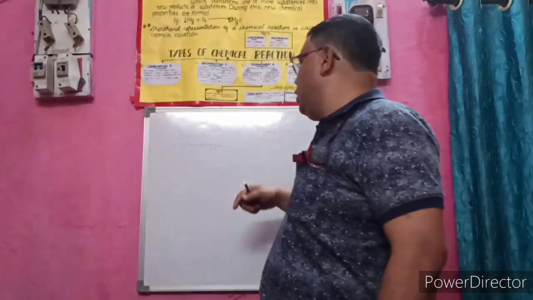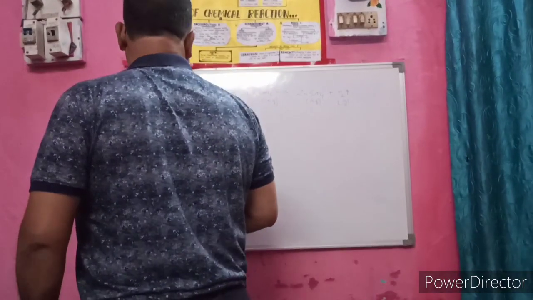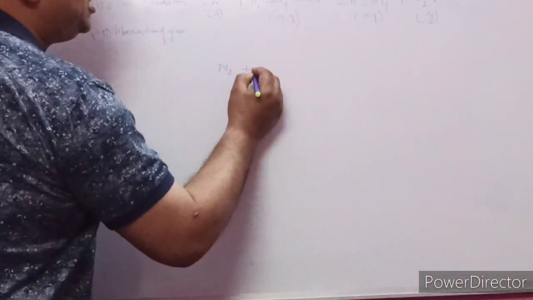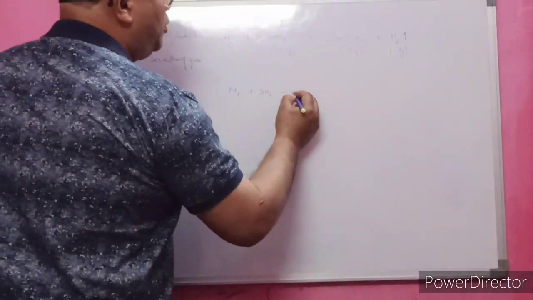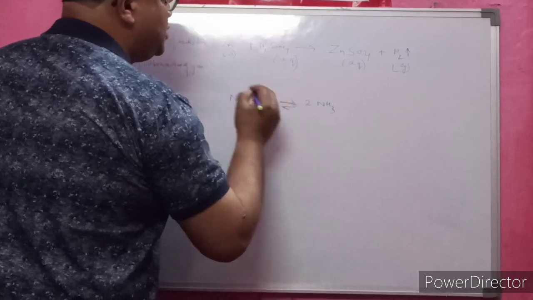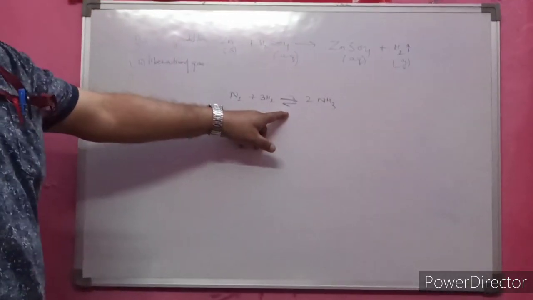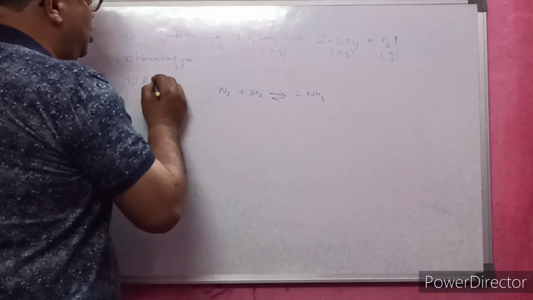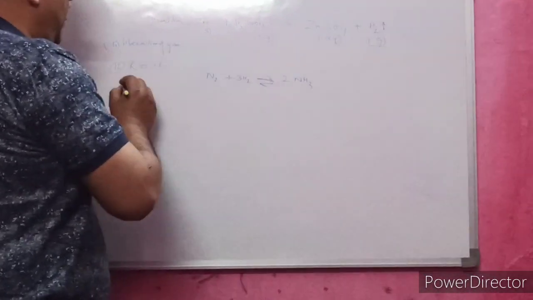Third, whether the reaction is reversible or irreversible. Like if you take N2 plus 3H2, it forms 2NH3. This is a reversible reaction. This arrow indicates whether the reaction is reversible or irreversible.